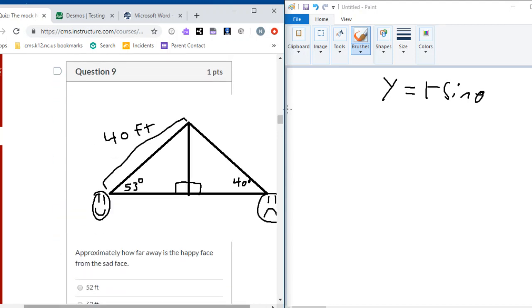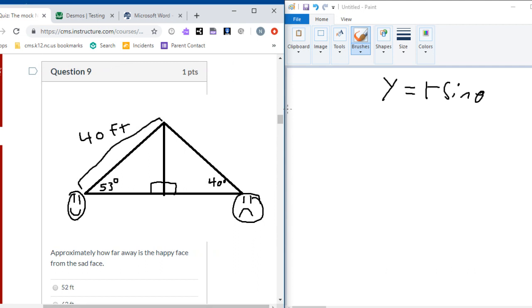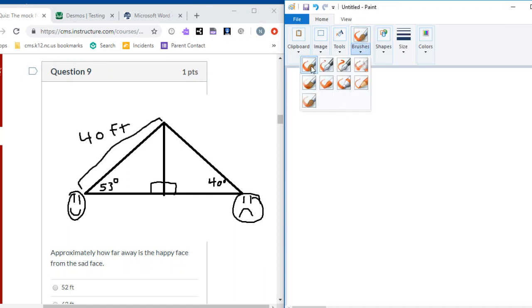Question 9. Approximately how far away is the happy face from the sad face? So we have to actually just find the different distances in right triangles to find these values. So the happy face and the sad face is essentially the horizontal length of both of these triangles, all right?